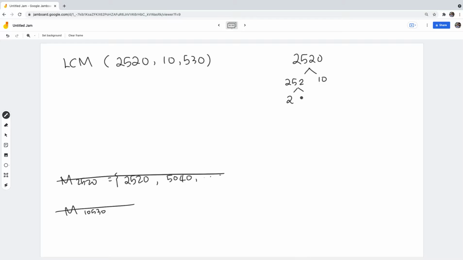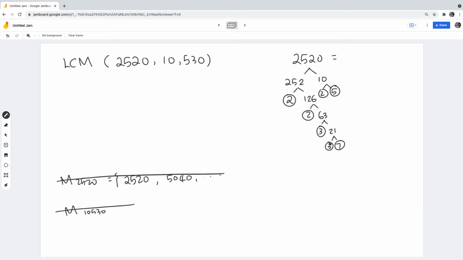252 divided by 2 is 126. And continue. Again it's divisible by 2, which gives 63. It's divisible by 3, so 3 times 21, and 21 is 3 times 7. All of them are prime numbers, but we still have 10 and we are not done. So now we are done. Now we have 2,520 with all the factors.